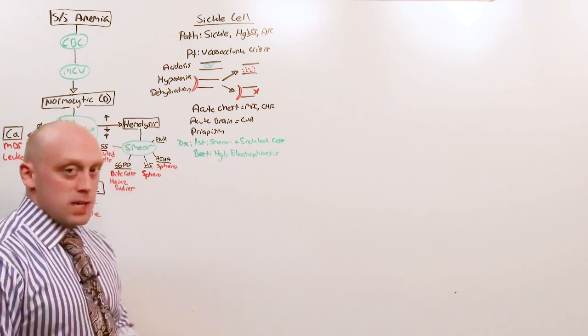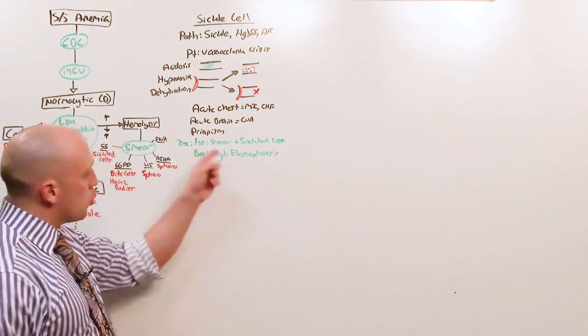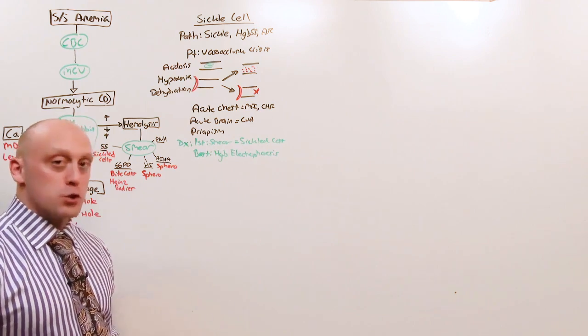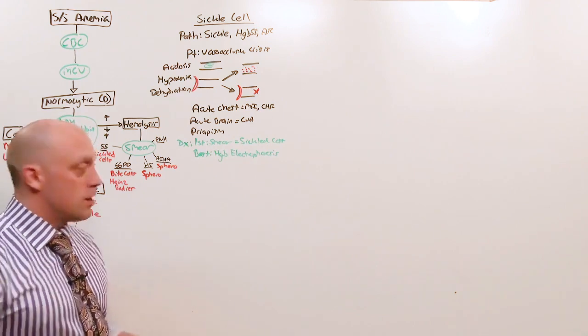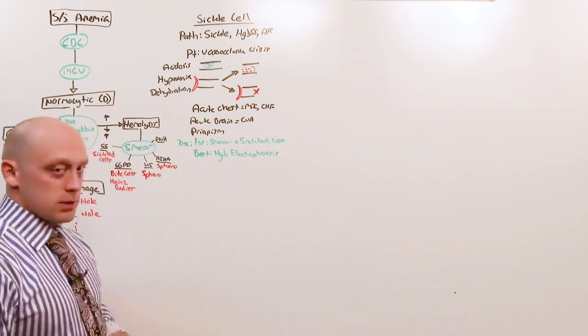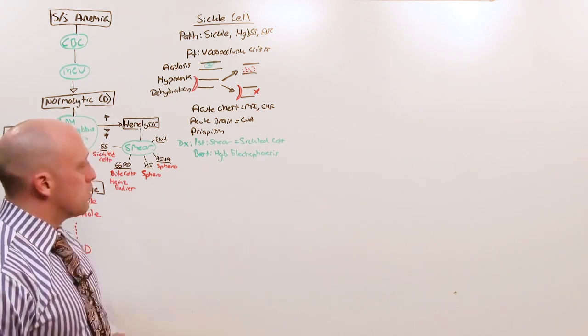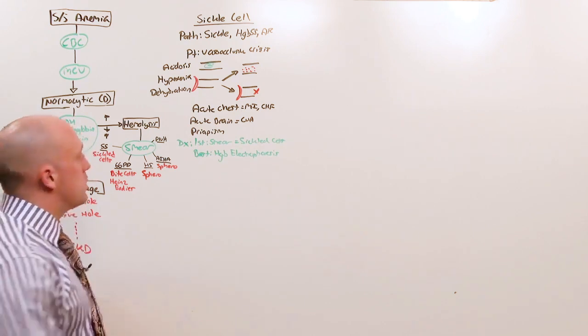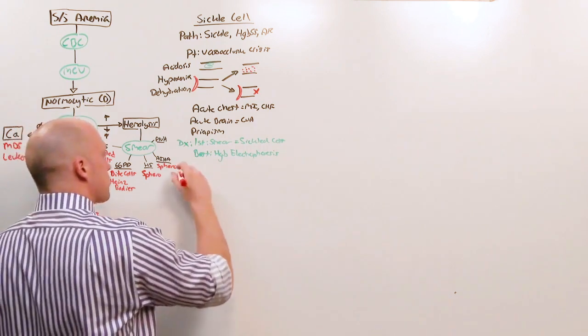Each time they present with a crisis, you look at the smear to see if there's sickled cells. If there are no sickled cells, they're not in a crisis. If there are sickled cells, they are in a crisis. But you do not need to repeat the hemoglobin electrophoresis. It's a one-time thing and is usually done as a child.